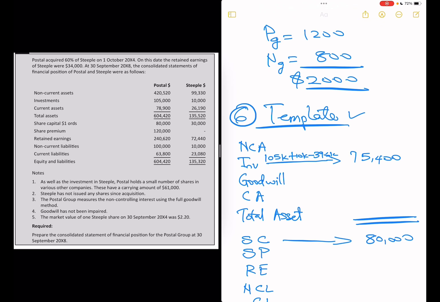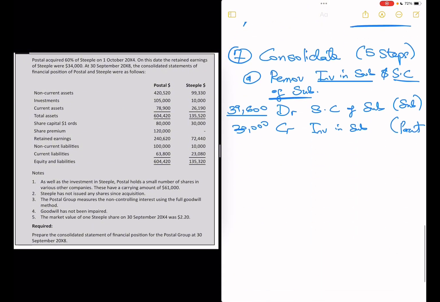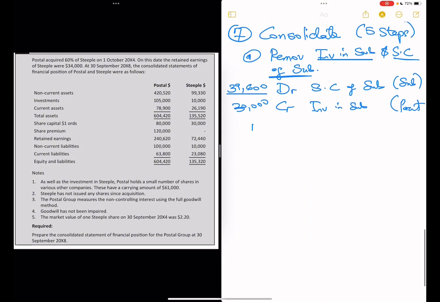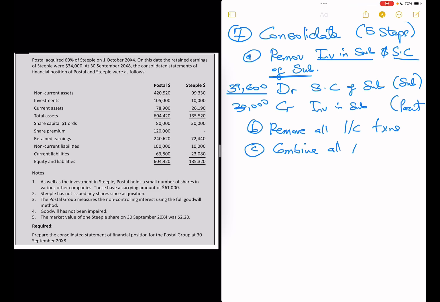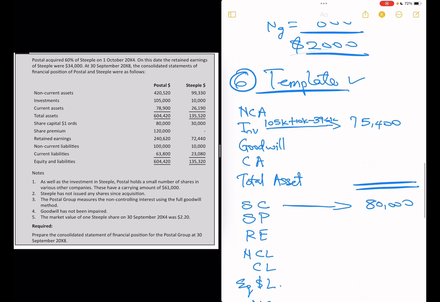Step 2 is to remove all intercompany transactions. Yeah, that is B. Eliminate all intercompany transactions. In these questions, we don't have that, so that is fine. We don't have to do that. Then step C is to combine all assets and liabilities. So let's go and do that on our template.